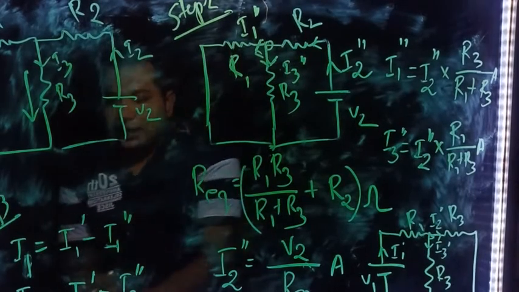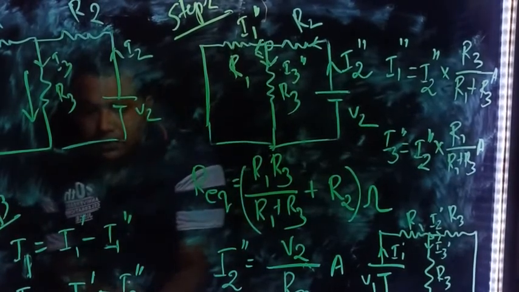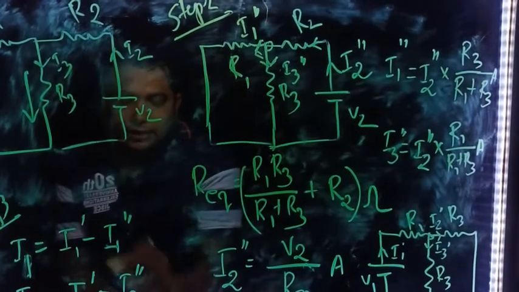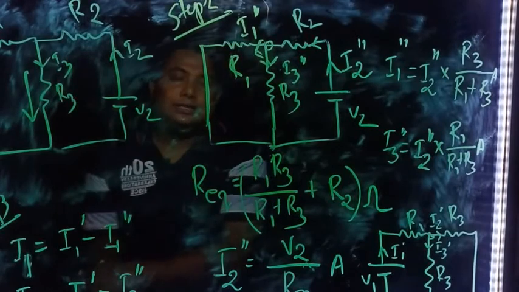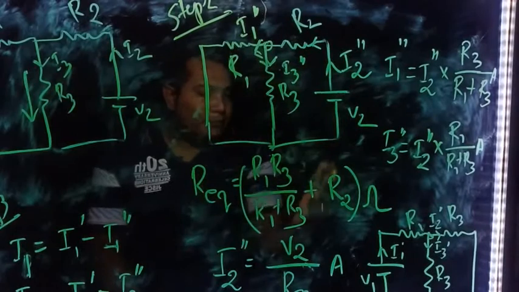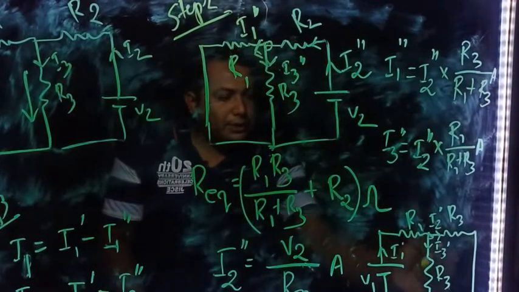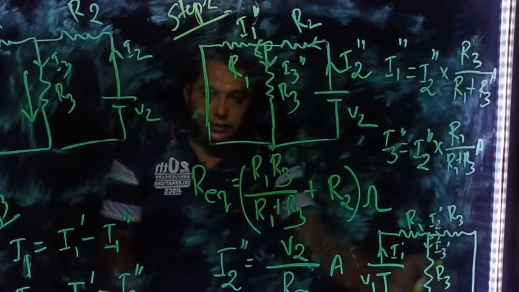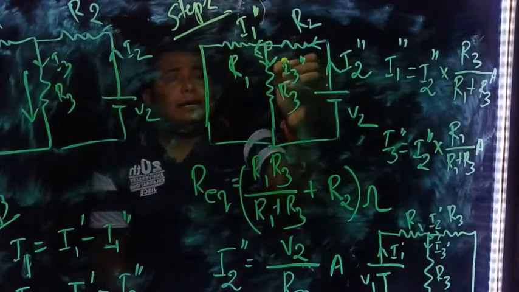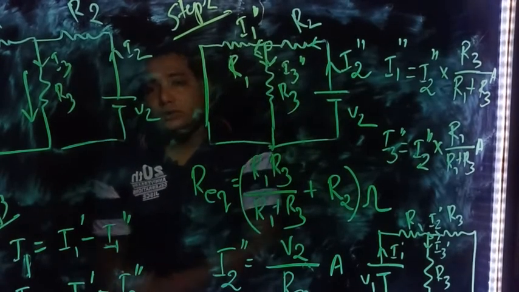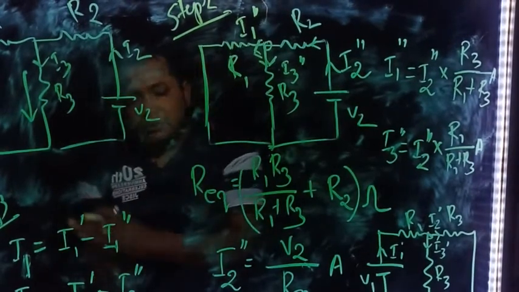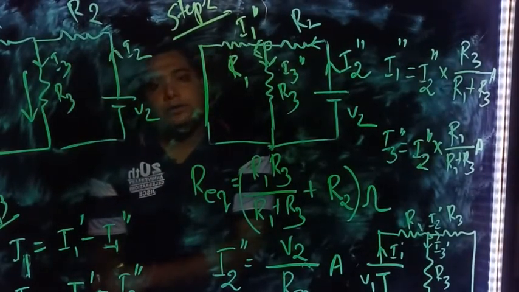Now the last, that is I3. I3 is a summation of I3 bar and I3 double bar. Let us check the direction of I3 bar and I3 double bar. For step 1, the direction of I3 bar is from here to here, the downward direction. And in step 2, the I3 double bar direction is again the same, the downward direction. So that will be additive. This is the procedure by which we can solve with the superposition theorem.